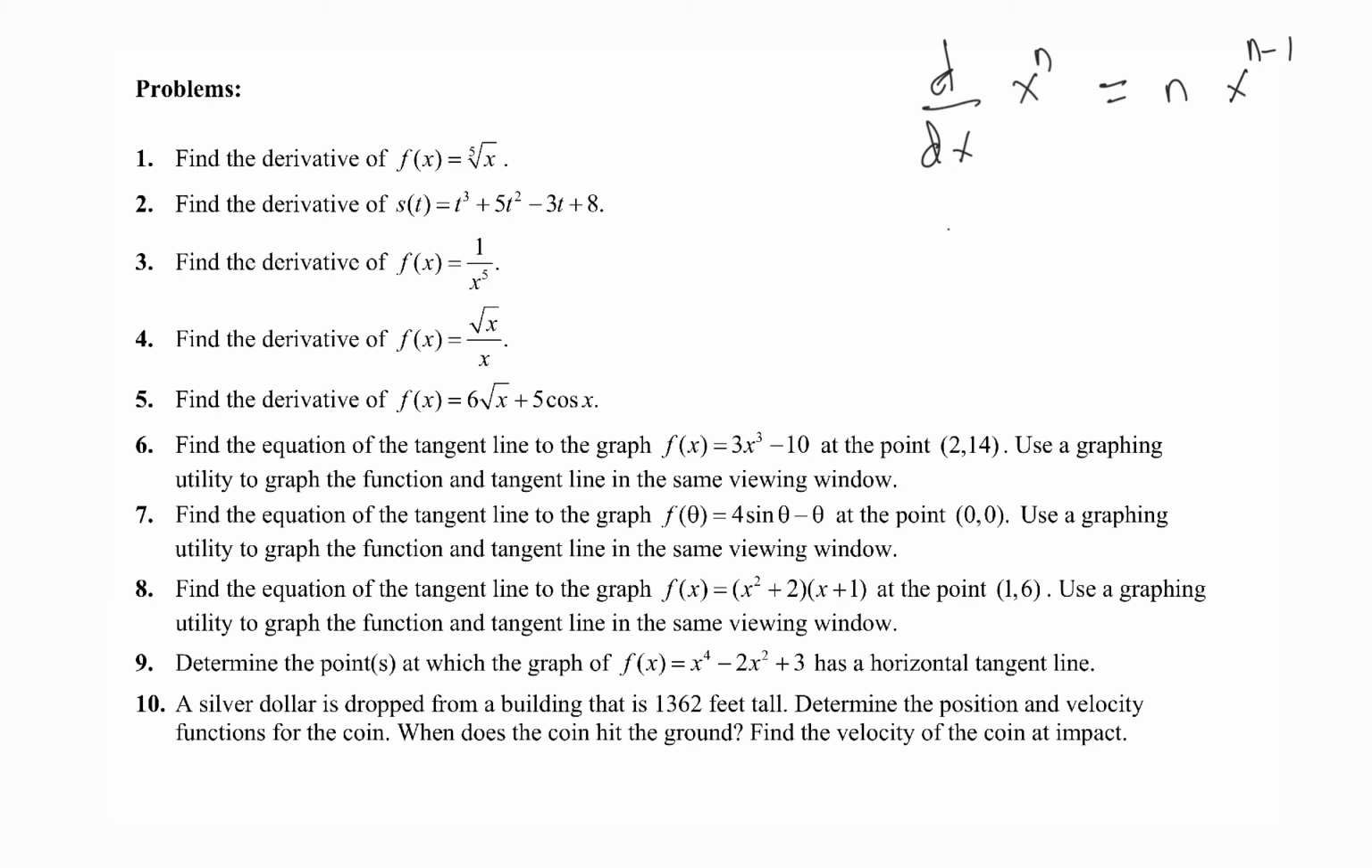It also says that if you have a function a x to the n, you can take the a out. A can be 3, 4, 5, or pi. So it will be a times the derivative with respect to x of x to the n, and the derivative will be a n x to the n minus 1. This is what we have to know to do all these problems.